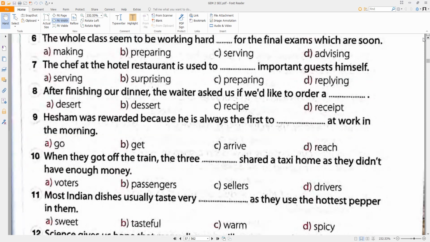Yes, we are in the restaurant. We finished dinner, so he asked us if we'd like to order a dessert. Hisham was rewarded because he is always the first to arrive at work in the morning.